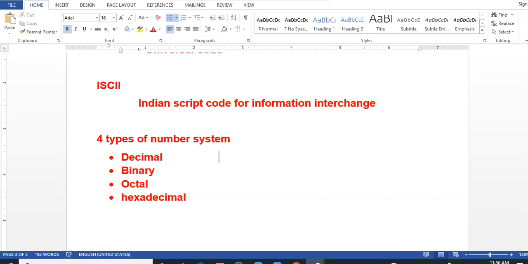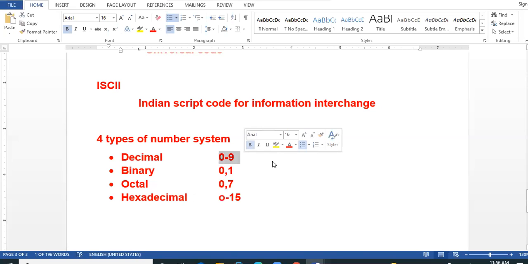Yes, Arshdeep, you tell. Roll number 7, 11. Yes, sir. What are the digits included under the decimal number system? Sir, 0 to 9. Binary? 0, 1. Very good. Octal? 0 to 7. And hexadecimal? 0 to 15. Clear? Yes, this chapter is clear to all. Any doubt, any difficulties, anything you want to discuss?